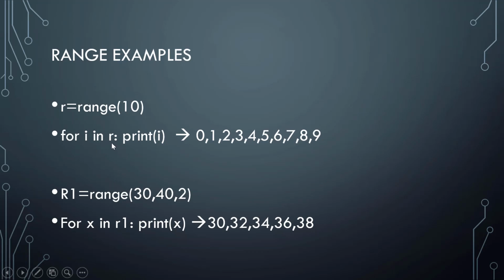Next one is r1 is equal to range of 30 comma 40 comma 2. So 30 to 40, but the interval is 2. If I don't give any starting point, it always starts from 0. But here I said starting point is 30 and the ending point is 40. And what is the interval I want to give? 2. So 30 is the starting value, the minimum bound, and the maximum bound is 40. Since the interval is 2, it will go up to 40 minus 2, that is nothing but 38. So the output would be 30, 32, 34, 36, and the last is 38.